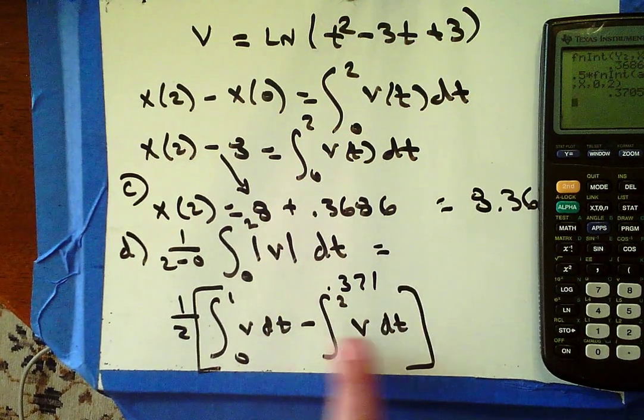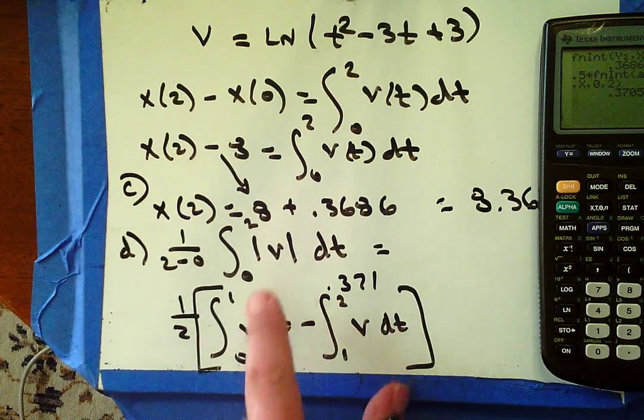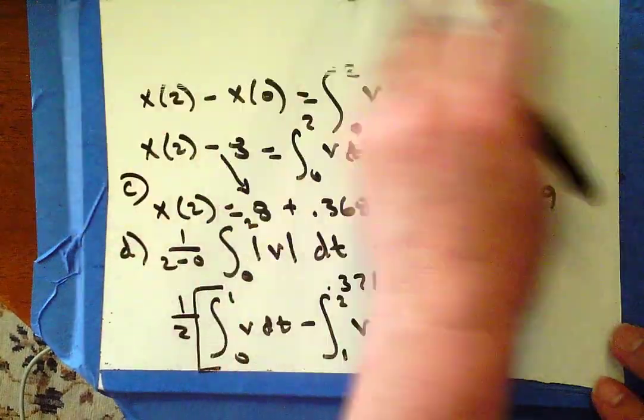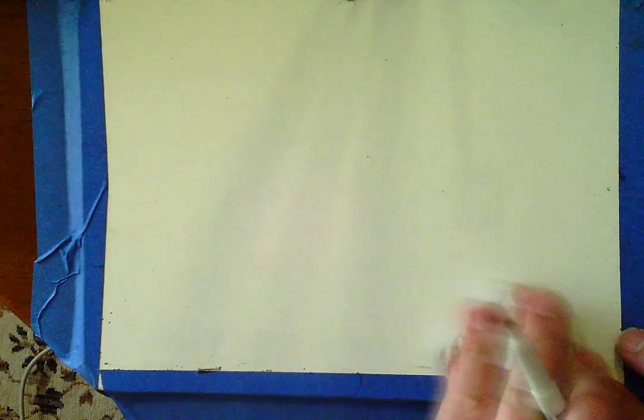And that will give us that total distance traveled for our speed function. Okay, there's problem number 4, 5. Problem number 5. Let's take a look at 6 and halfway through.